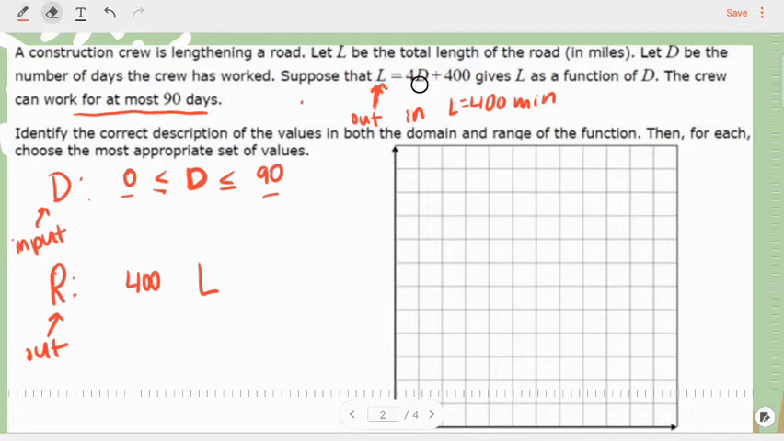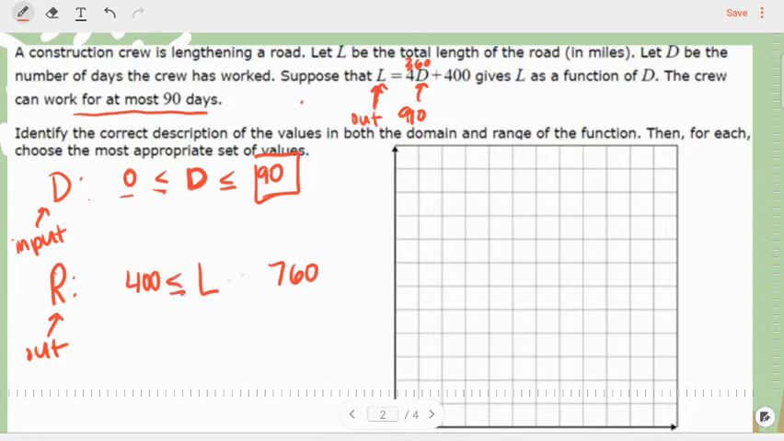Well, now what's the maximum length? Well, the maximum length is if they work every single day. If they work every single day, that would be 90 days. So I'm going to input 90. 4 times 90 is 360. So what is 360 plus 400? Well, that's 760.